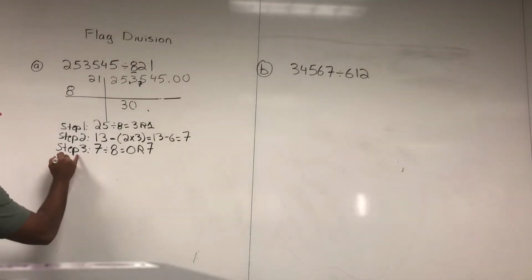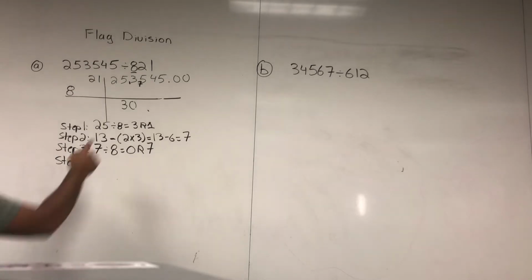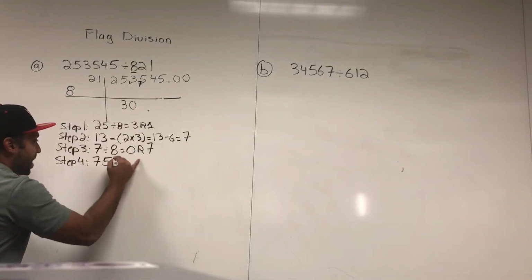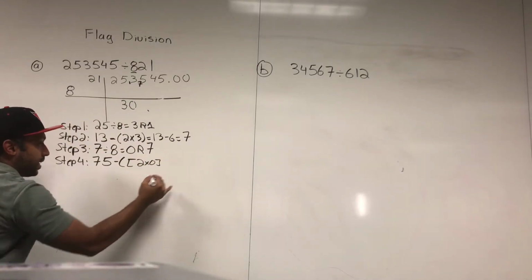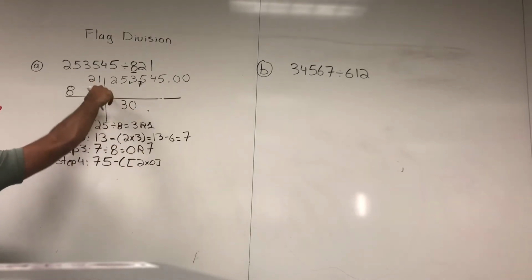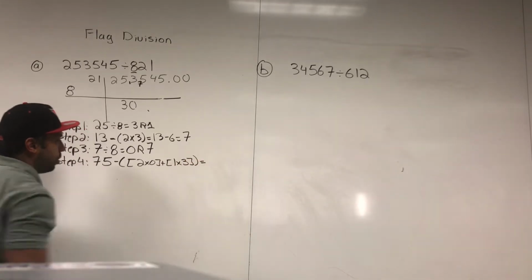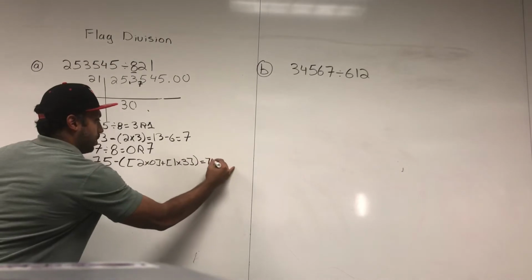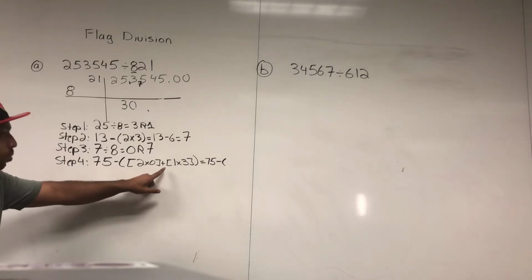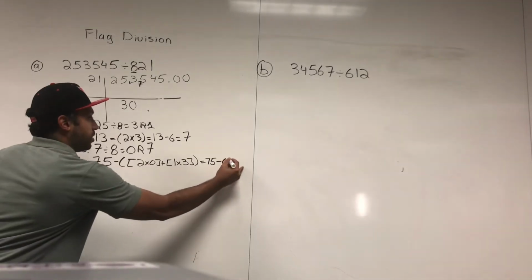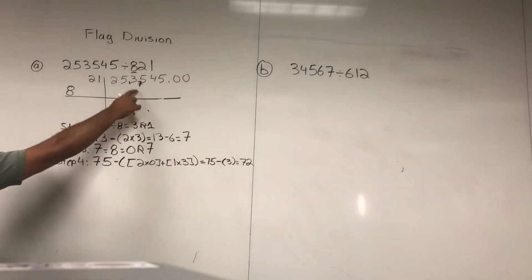So step 4. We have 75 right here, minus, now pay attention here, 2 times 0. You don't have to write that out because it's 0, but to get the structure, I'm going to write it out. 2 times 0 plus 1 times 3. So that's 75 minus 2 times 0, which is just 0, plus 1 times 3, which is 3. So it's just 75 minus 3, so that's 72. So I'm going to think of a 72 going right here.